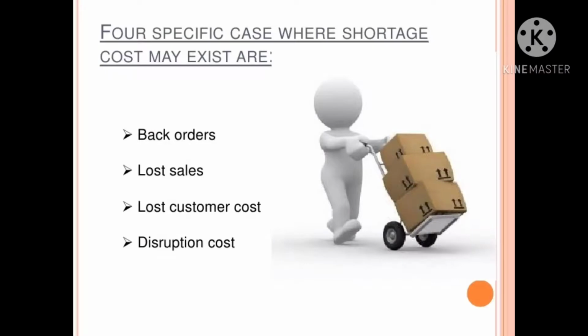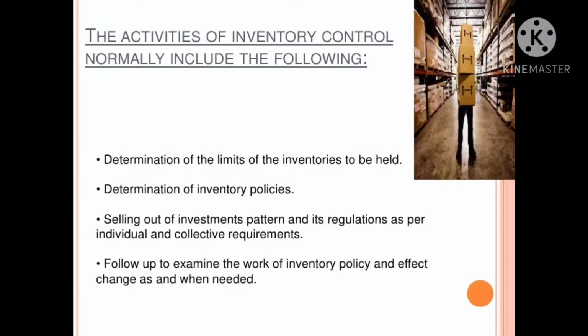not completed. The activities of inventory control normally include the following: determination of the limits of inventories to be held, determination of inventory policy, setting up of investment pattern and its regulation as per individual and collective requirements. Follow up to examine the work of inventory policy and effect change when needed.